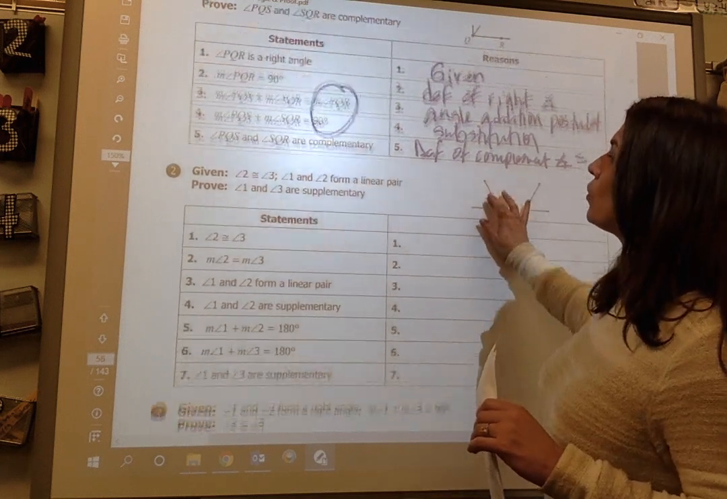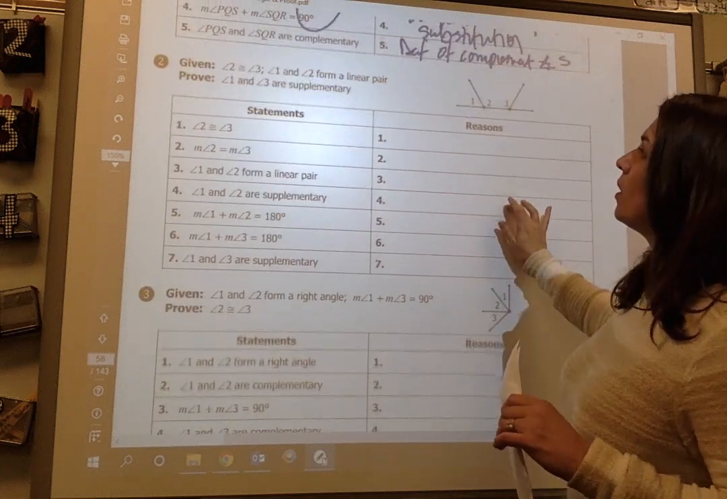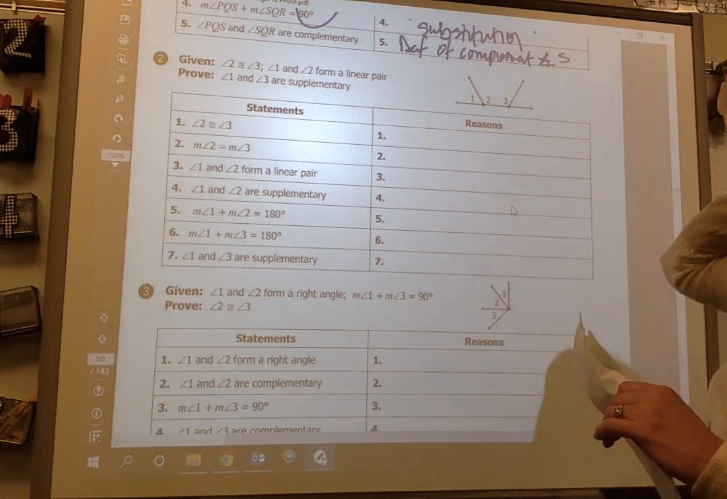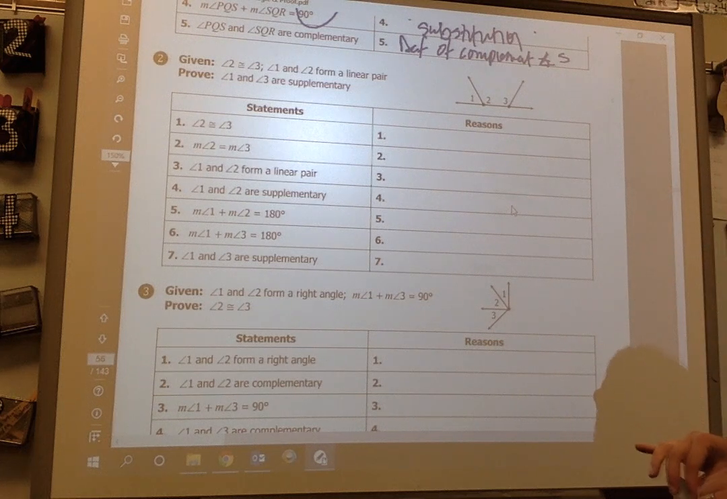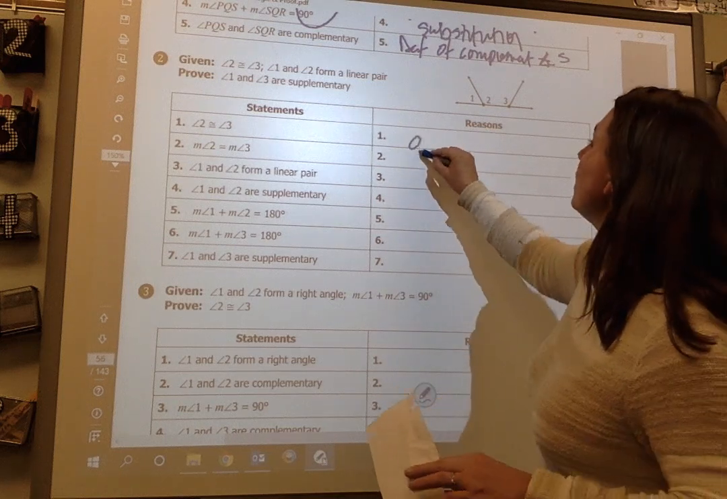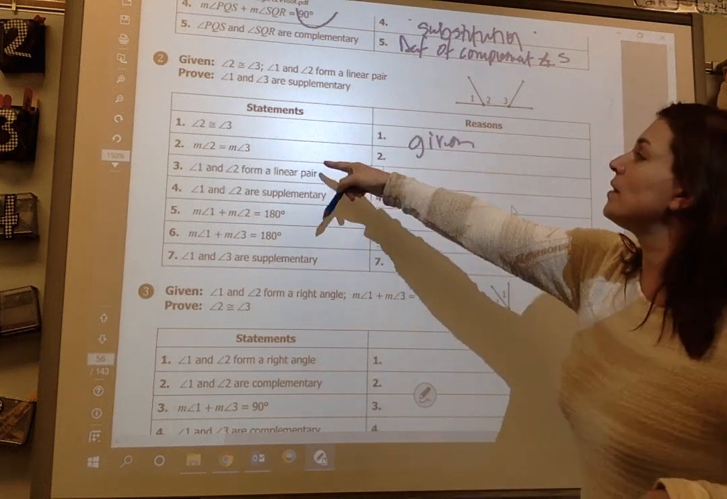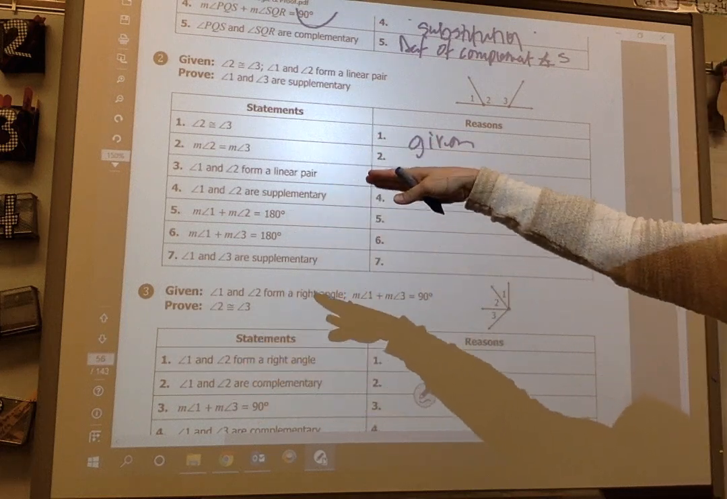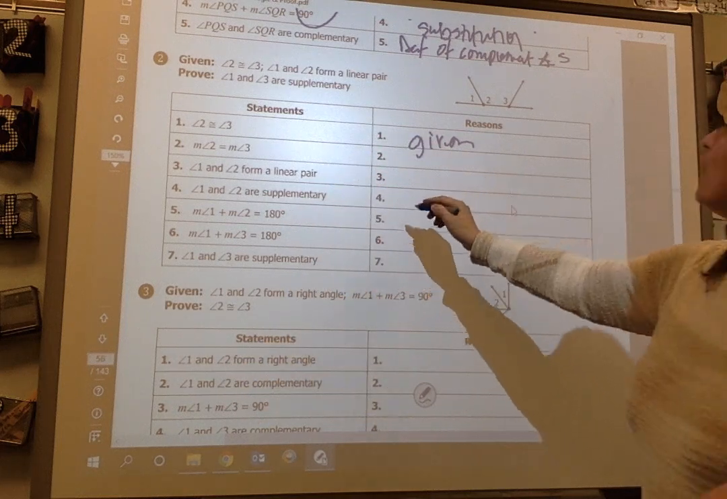Okay. Number two. Go ahead and pause it and then see if we get the same thing. All right. So number 1, I hope you got given. You'll notice that the only thing added to number 2 was the M, and then it went down to equal. So now we're talking about numbers, which is definition of congruence.